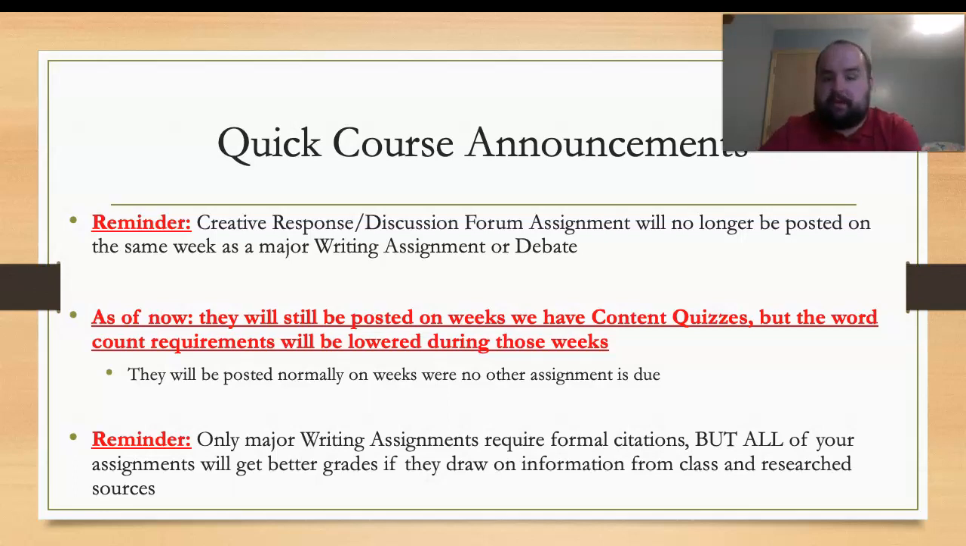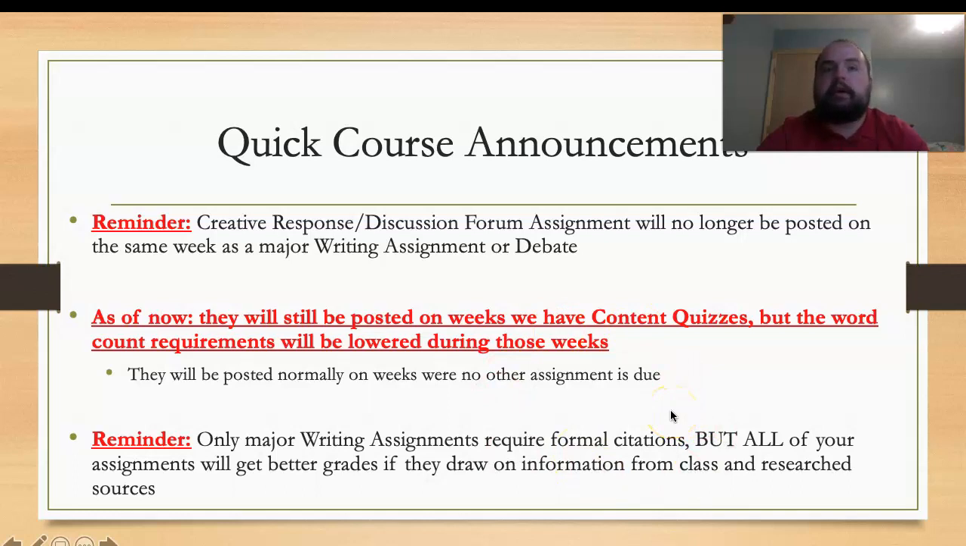However, as I've also mentioned a few times, but I want to make sure I'm very clear about this, all of your assignments are going to get better grades if you draw on information from class and research sources. So you don't have to cite anything, but you still need to mention specific evidence and examples when you're making any assignment. I don't want any blanket or general statements on anything you do. Referencing specific sources and examples is still a good idea. You're just not going to have to put in any in-text citations, and you don't have to make a works cited page.